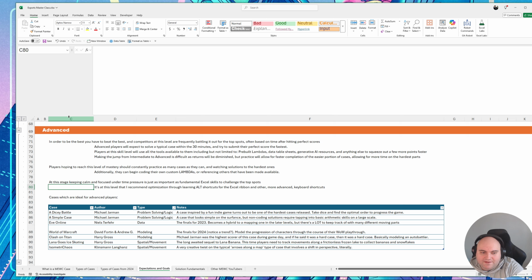And I think only at this level, working through optimization through the Alt shortcuts in Excel or even the hotbar ribbon will be useful. This is where you're really looking for any edge that you can to speed up your workflow, systematize everything involved, and really make a shot for getting the top score with the top time.